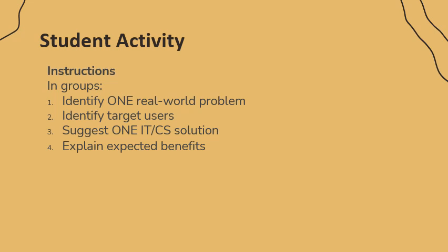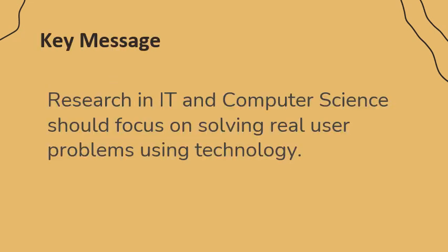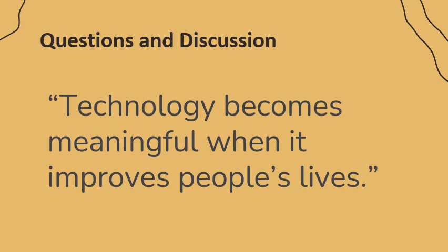Now, these are some activities that you can do in groups. Number one, identify one real problem, identify target users. You can suggest one IT or CS solution and explain expected benefits. Some key message: research in IT and computer science should focus on solving real user problems using technology. Some questions and discussion that are good to consider. Technology becomes meaningful when it improves people's lives. Now you can discuss this and come back to us in the next class.